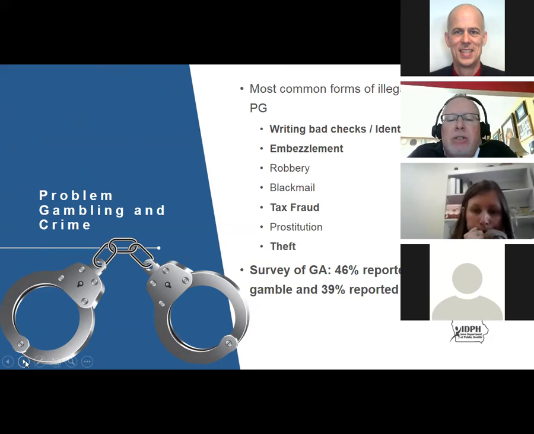And as you can see at the very bottom of this, a survey of GA, which is Gamblers Anonymous, 46% had reported stealing, and 39% reported being arrested. Now, that's a little higher than the general gambler that comes in, but understand one of the things you're going to have to deal with is people who are writing bad checks, people who are embezzling, people who are doing tax fraud, people who are doing theft.